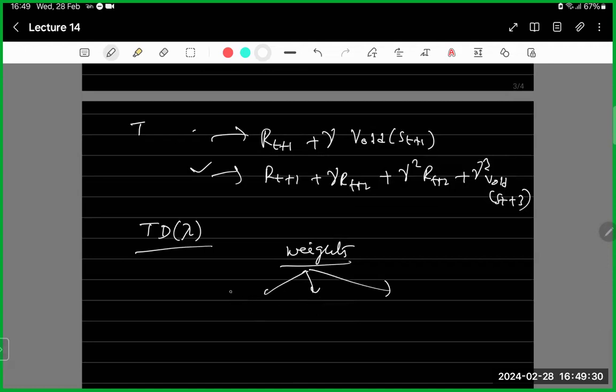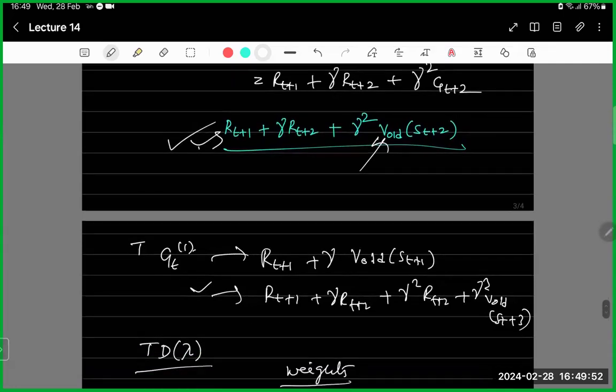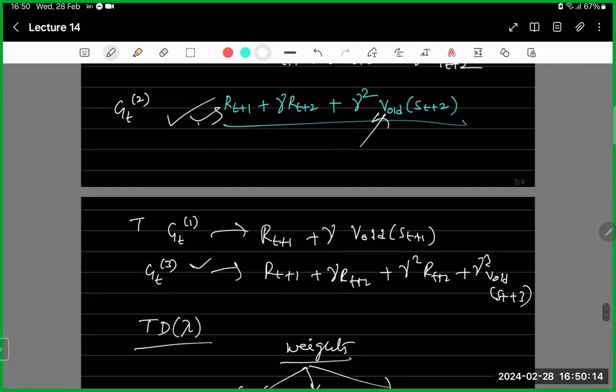So what you'll do is, for GT, I'll just write this as GT of n. I'll call this GT of 1. The actual GT is GT of infinity. So I'll call this GT1. That is the sample that you get when you use one step TD. Similarly, I'll call this GT2. I'll call this GT3, right? So I'm just using a different notation.